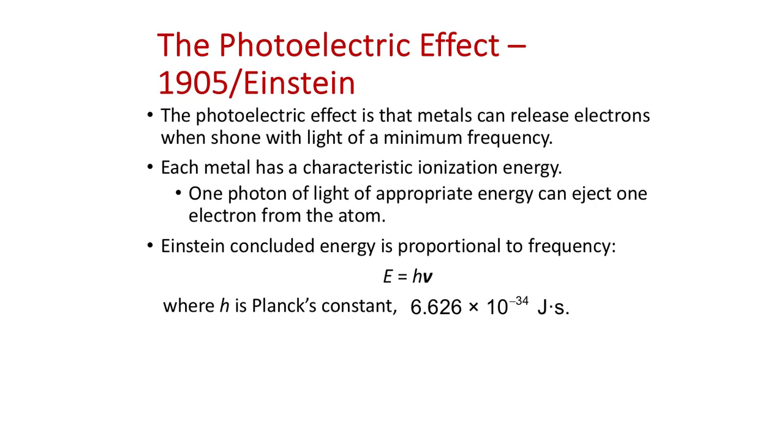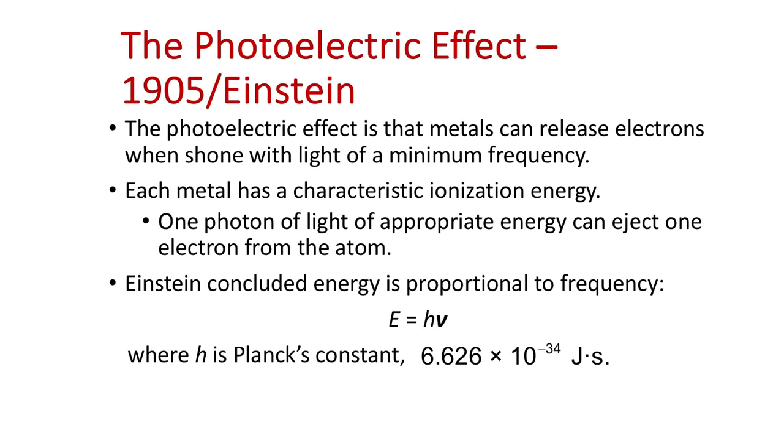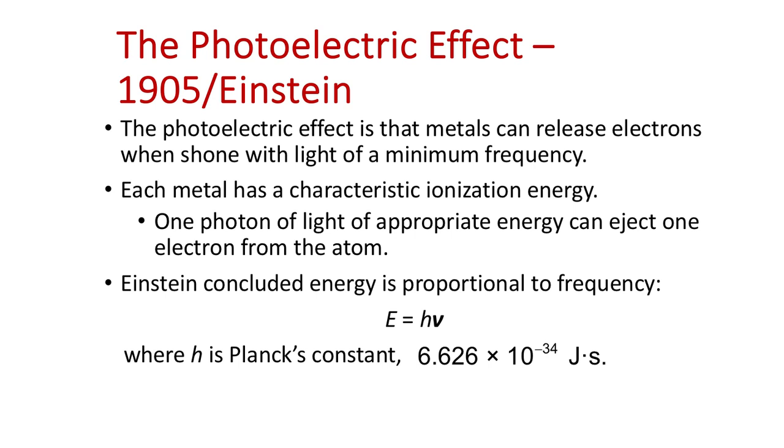And so this is described here, or kind of the summary of what I was just saying in the previous slide in terms of handwriting that's not mine. So the photoelectric effect is that metals can release electrons when they're shined with light of some minimum frequency. And then we go to higher frequency, and that causes them to have more electrons ejected. And each metal ends up having a characteristic ionization energy.